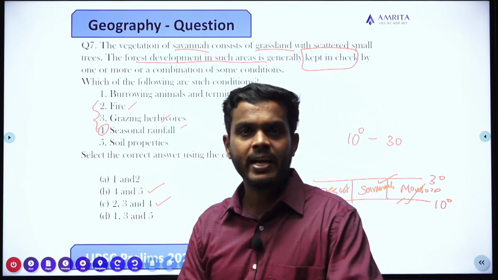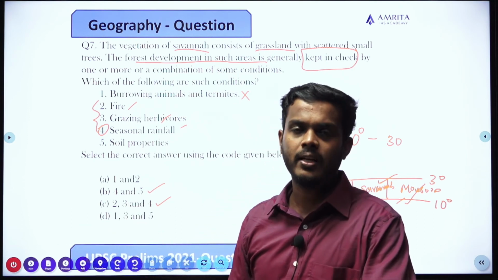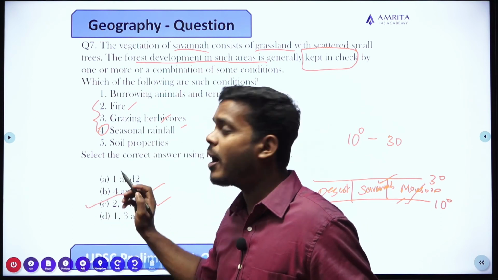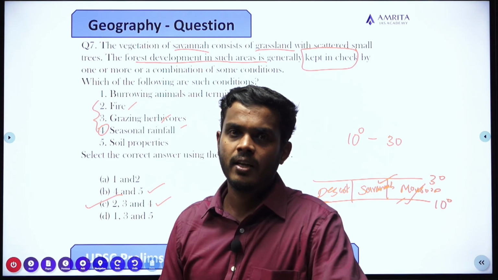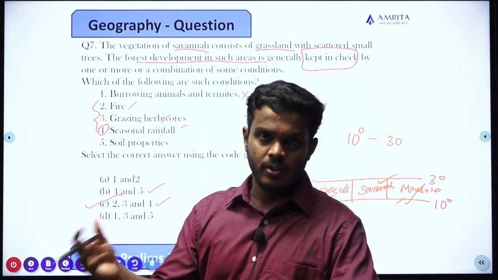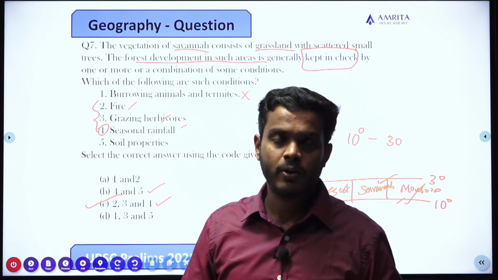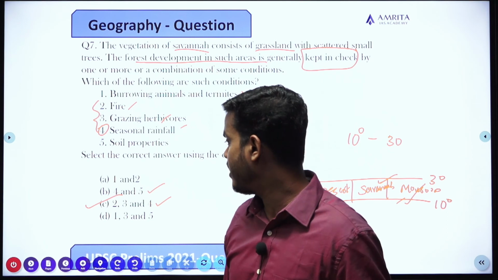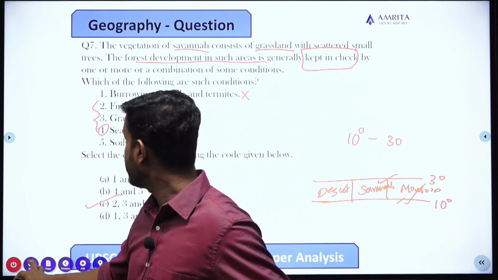soil cannot be a deciding factor to check the forest development in a particular area. So the answer is C. Most appropriate answer is C. Actually, this is a very tricky question and we have to know so many concepts here in order to arrive at the answer. So, the right answer is C, 2, 3 and 4 only. Now, we will go to the next question.